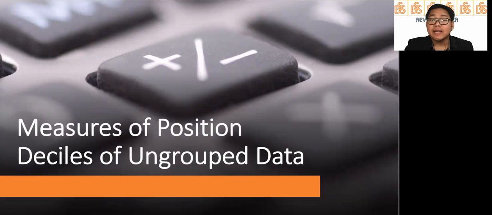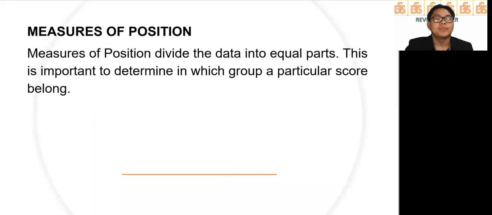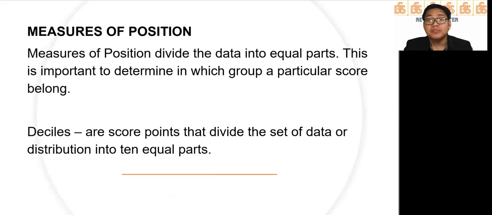Okay, so deciles of ungrouped data is again part of measures of position. Measures of position divide the data into equal parts, and this is important to determine in which group a particular score belongs. In our previous video, we discussed quartiles, where data are divided into 4 equal parts. This time, I will be discussing deciles, which divide the set of data or distribution into 10 equal parts.